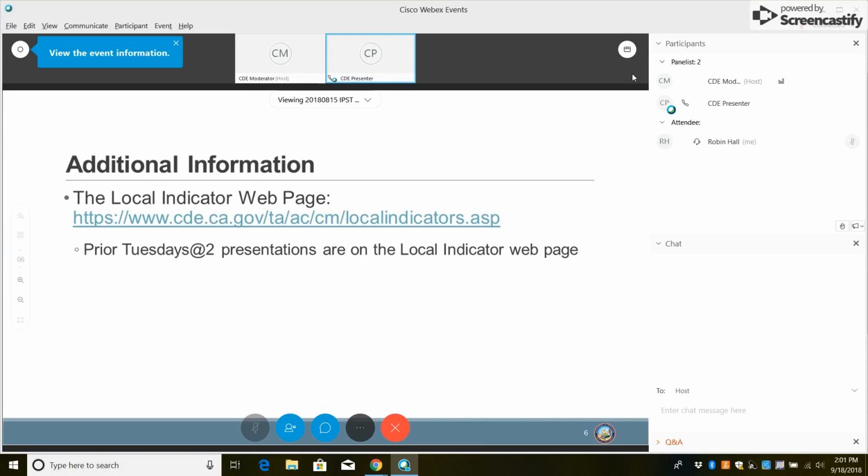This is also a link to the local indicator webpage on CDE's website. Note that all of the presentations that we're presenting on the Tuesdays at 2 series will be available on this webpage once they're approved and made accessible for posting. One of the reasons is to provide this to you electronically so that the links are available to you electronically as well.